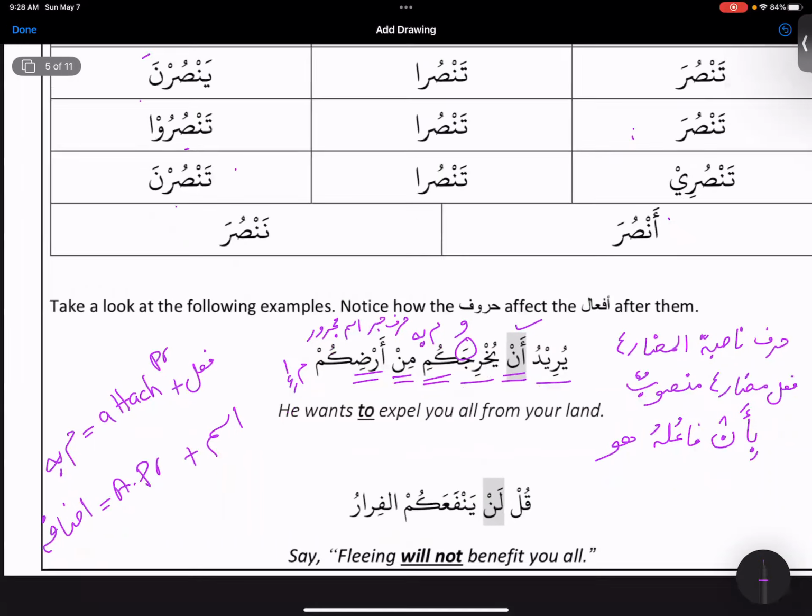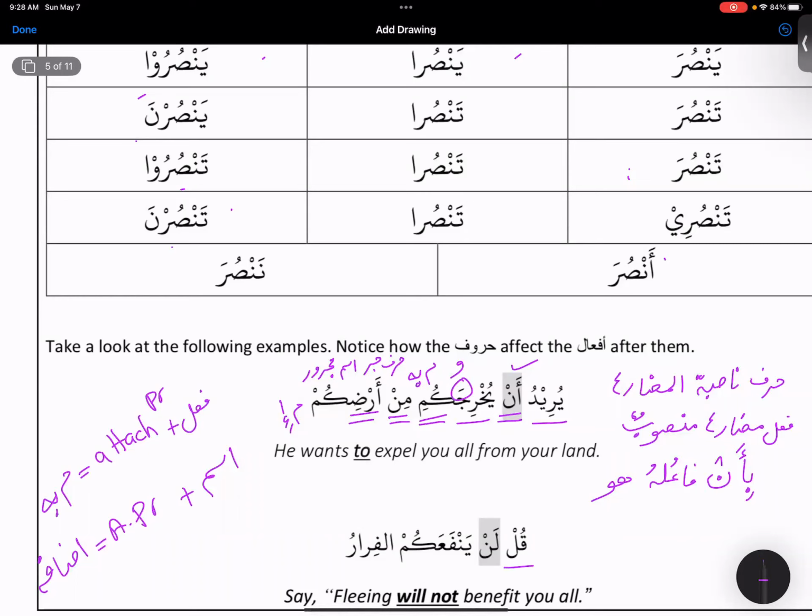Next one, qul. What does qul mean? Say. You say. Basically, this is a command. Inshallah, soon we are going to learn. So, qul, you say. You say what? Whenever kala or any form of kala comes, what do we expect? Maqulul qawl. You guys have forgotten. What does maqulul qawl mean? Something that is said, that statement. And the said statement is always what? That is maf'ulun bihi, basically.